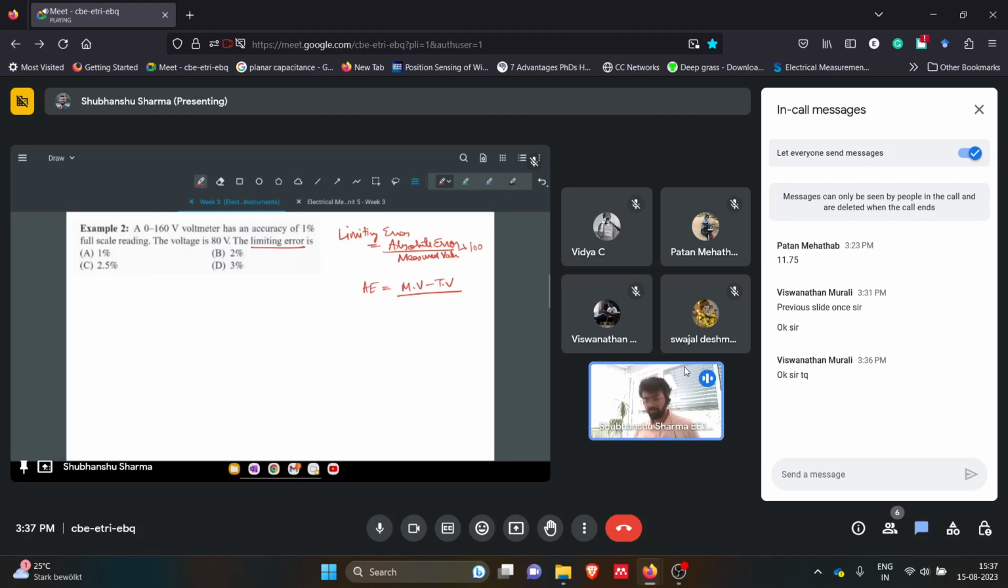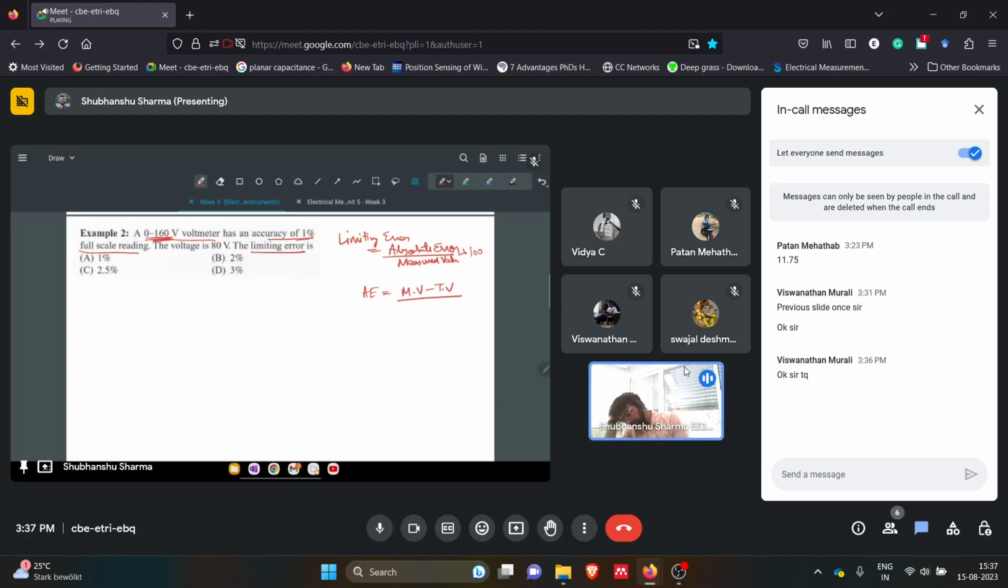The next question says we have a voltmeter of 0 to 160 volt range, which has an accuracy of 1% of full scale reading. By this time you should be aware that whenever we talk about accuracy, it is the percentage error, the worst case error. So now they are saying this is 1% of full scale reading error. Let's say the voltage is 80 volts, and they are asking for the limiting error in that. So just try. I have given the limiting error formula also.